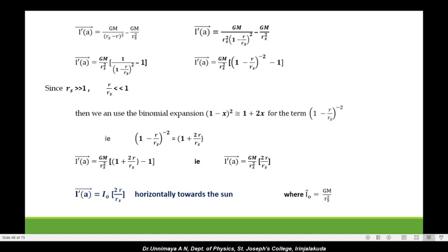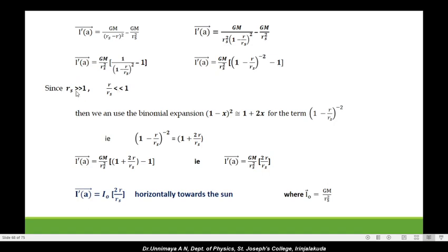So here we have GM by Rs square, GM by Rs square in these two terms. Take it outside. So I prime A is equal to GM by Rs square into [1 by (1 minus r by Rs) square, minus 1]. Take this term to the numerator, that is GM by Rs square into [(1 minus r by Rs) whole raised to minus 2, minus 1].